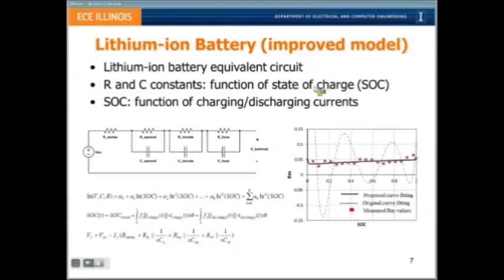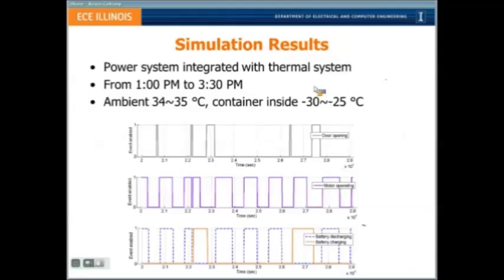So some of the interesting stuff here: simulation results. We integrate this power system with the thermal system and run from 1 p.m. to 3:30 p.m., which on the second scale is about 20,000 seconds to 29,000 seconds. We propose the ambient temperature is this, and the required inside temperature is like this. Here are some of the events happening: door opens and closes, motor operating and not operating, and battery charging and discharging.